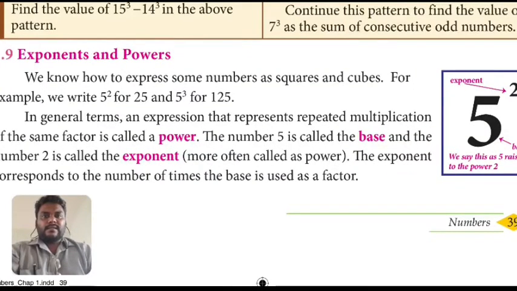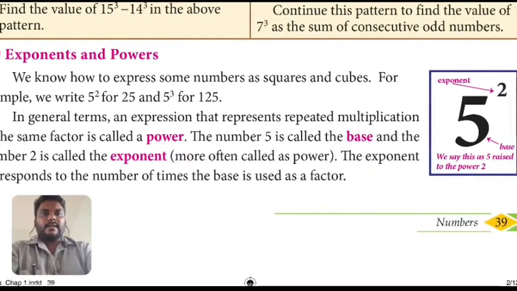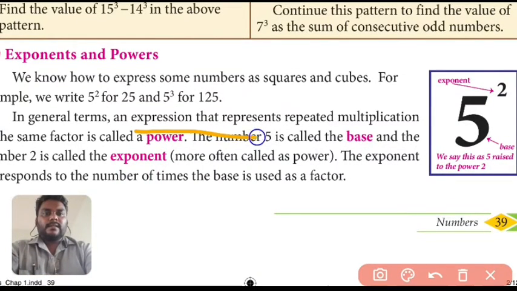Exponents and powers. We know how to express some numbers as a square and cube. For example, 5 square is 25 and 5 cube is 125. In general, an expression that represents the repeated multiplication of the same factor is called a power. How many times you multiply, that's called the power.